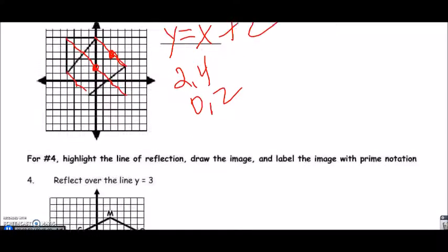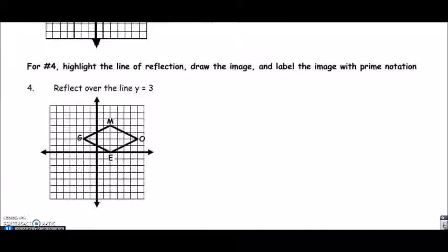Going down to number 4, they want you to highlight the line of reflection, draw the image, and label the image with prime notation. We're reflecting over the line y equals 3. So you go to where y is 3, and you've highlighted the line you're reflecting over.